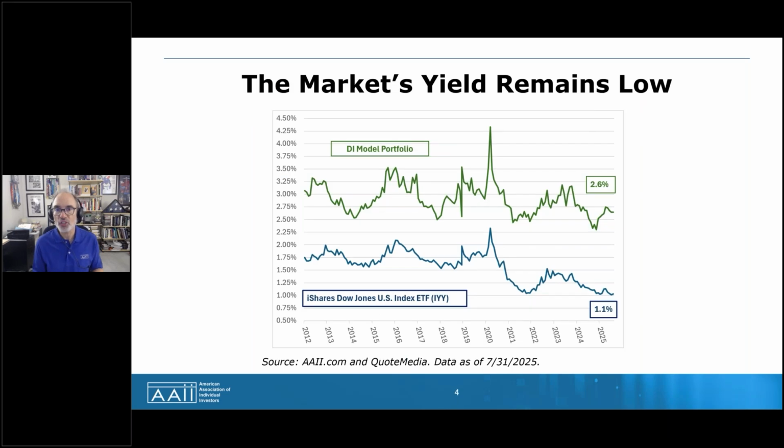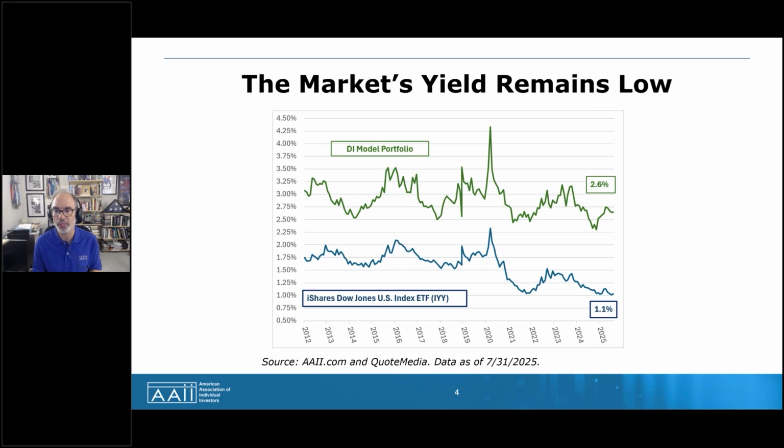So first, let's talk about the market's yield. I know everyone really loves a nice, big, juicy yield. But as you can see on this chart, you have 2 lines. The lower line is the iShares Dow Jones US ETF, IYY. It holds about 1,000 of the largest stocks. The upper green line is our dividend investing portfolio, and I have yields plotted since 2012 when we started the DI portfolio.